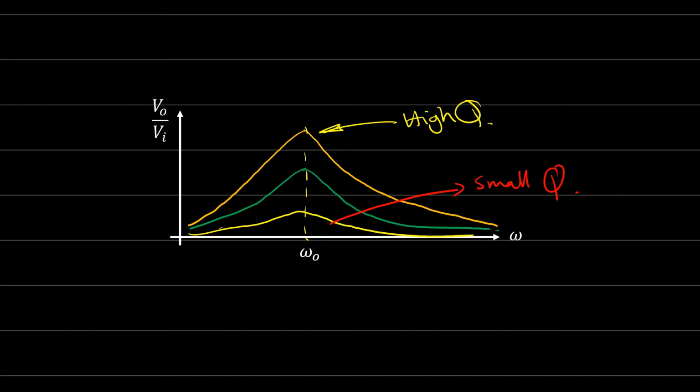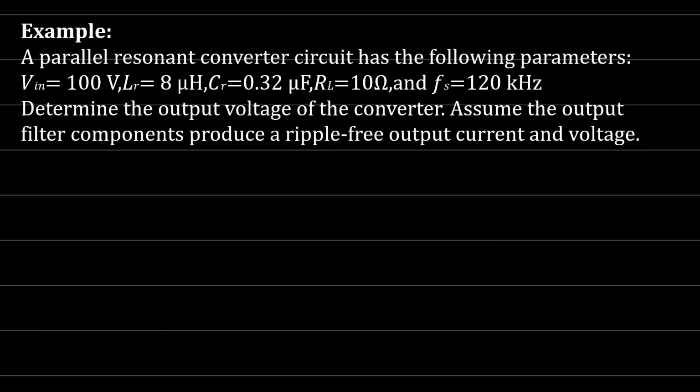We'll draw them on MATLAB with nice figures, but now we have a clear idea about how the parallel resonant converters and the series resonant converters work. Also, we know some differences between the series and the parallel resonant converters. Now let's jump to one example here.